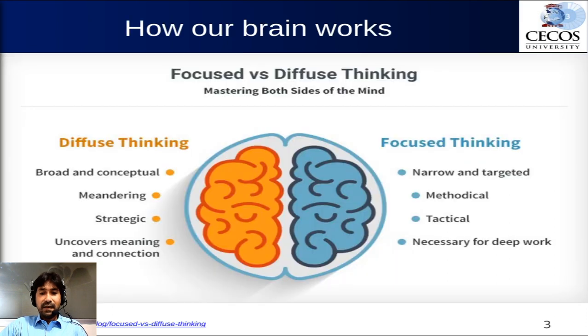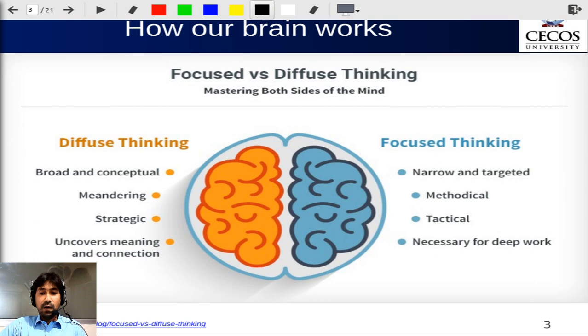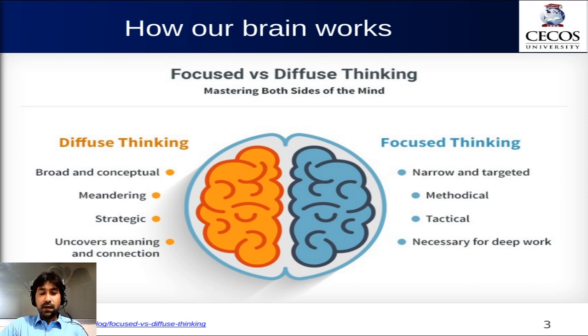So first, let us understand how our brain actually works. There are two different modes of thinking. They are called the focused mode of thinking and the diffused mode of thinking. The focused mode of thinking is actually a very famous one. We are all familiar with this mode. When you are focusing, when you are concentrating on something that you are trying to learn, that you are trying to understand, then you are in the focused mode.